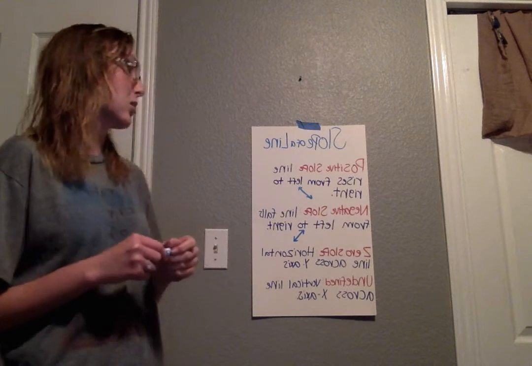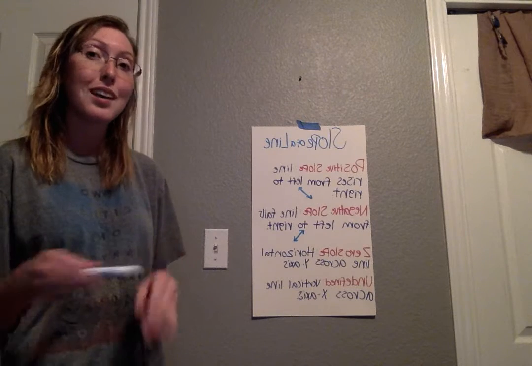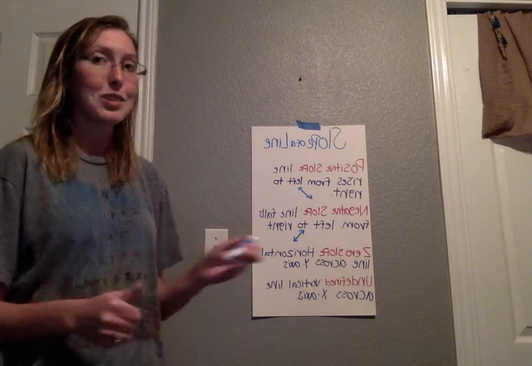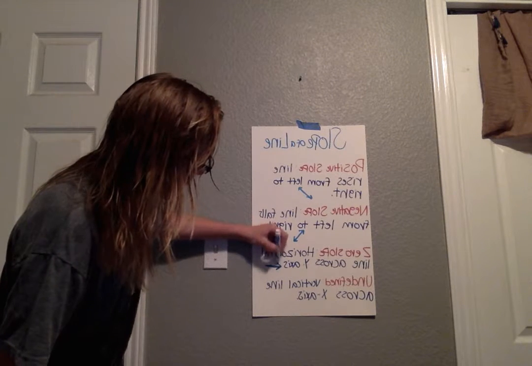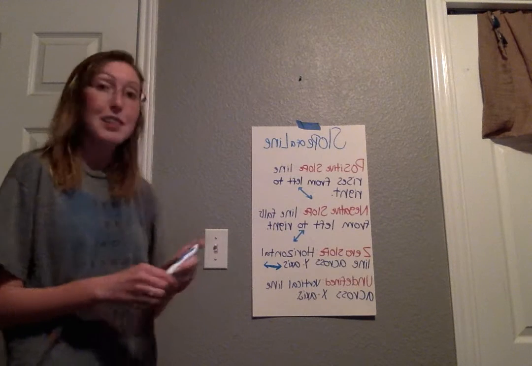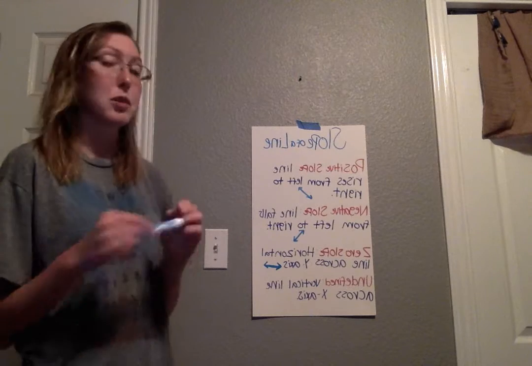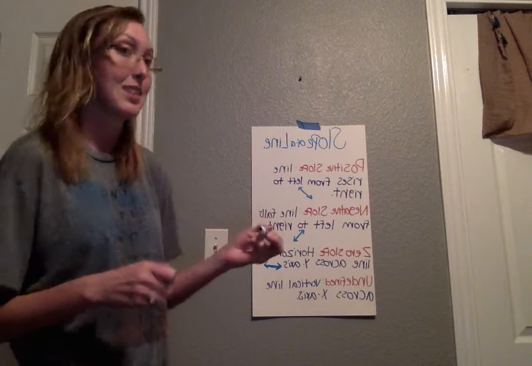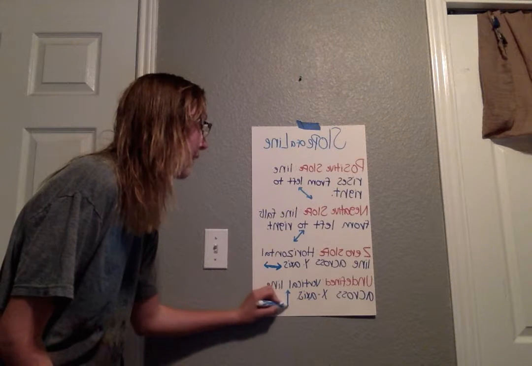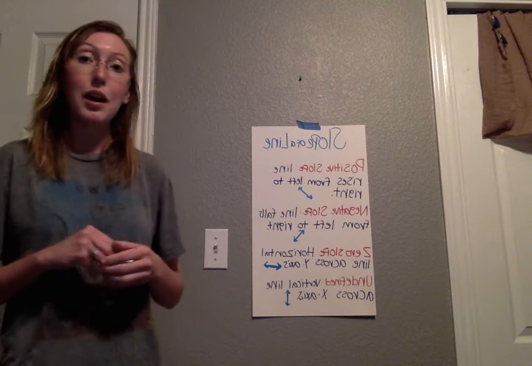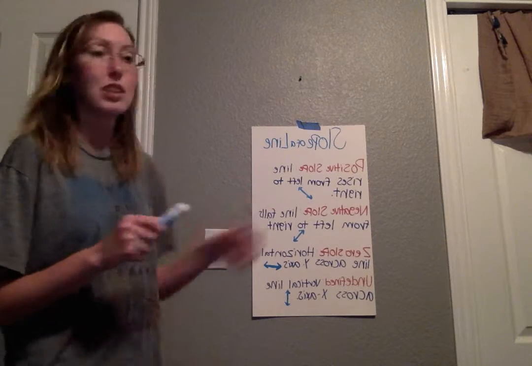The next one is zero slope, and this is going to be a horizontal line that crosses the y-axis. So it's going to go parallel to the x. It's going to look like this. And the next one is undefined, and this is going to be a vertical line that crosses the x-axis. So it's going to go parallel to the y. Now we already know about x and y axes, but this is just a review of what they cross. So these are your definitions.